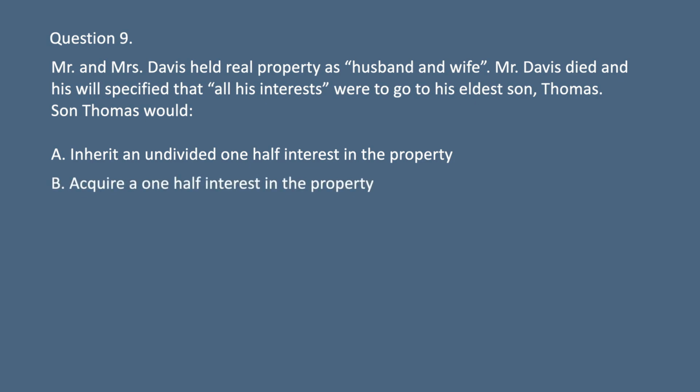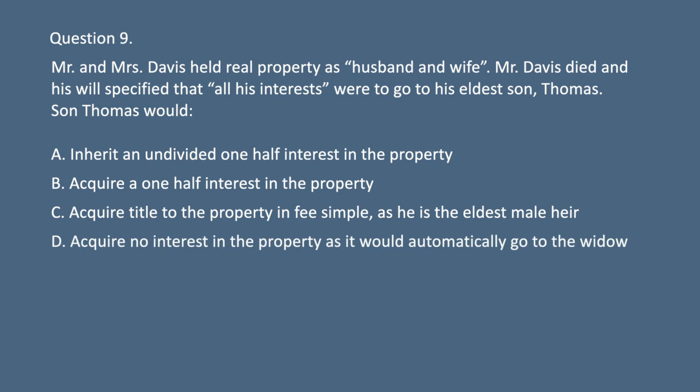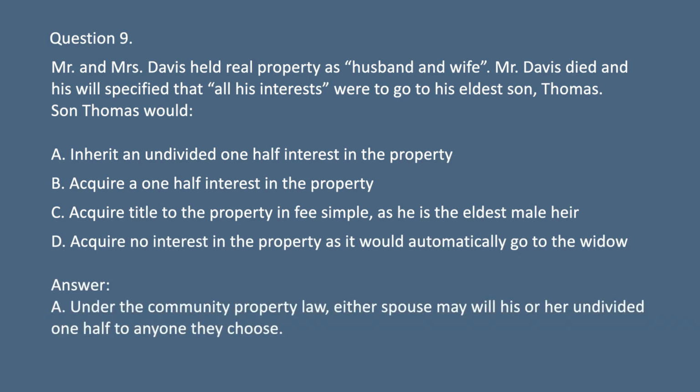B. Acquire a 1/2 interest in the property. C. Acquire title to the property in fee simple, as he is the eldest male heir. D. Acquire no interest in the property as it would automatically go to the widow. Answer. A. Under the community property law, either spouse may will his or her undivided 1/2 to anyone they choose.